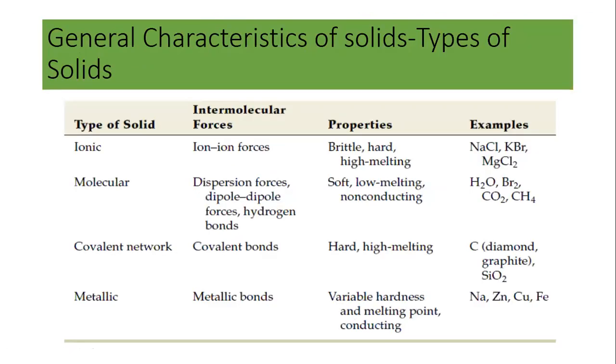Here is a general overview of the types of solids and their general characteristics. So I'm going to differentiate. There are four different types of crystalline solids: ionic solid, molecular solid, covalent network, and metallic network. You can differentiate them based on the intermolecular forces, and also based on the properties, and here are some of the examples.